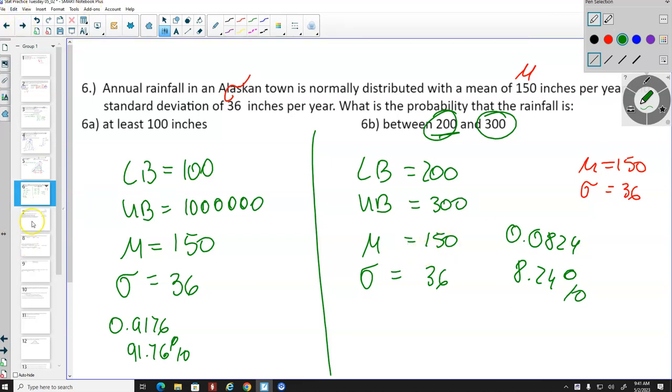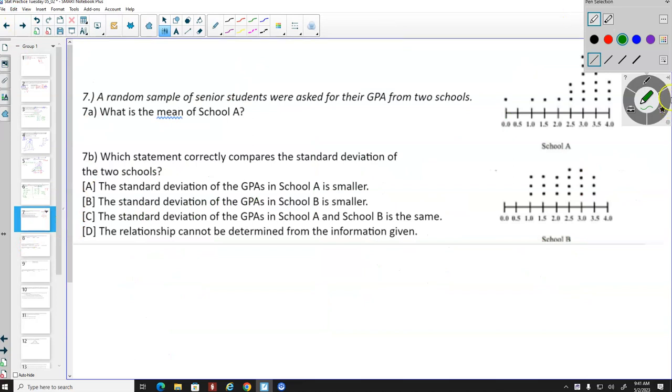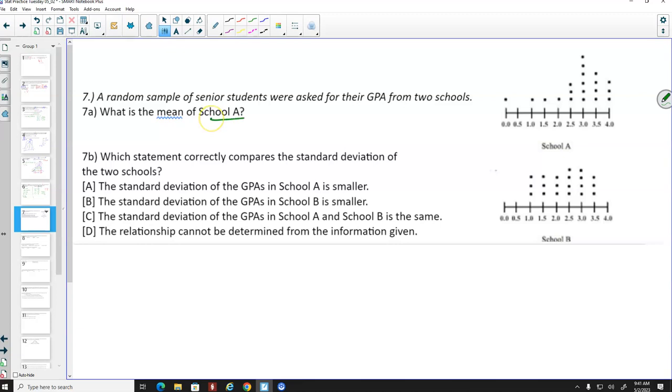All right. Next question. So here we've got a dot plot. And the first question says a randomly sampled group of senior students were asked for their GPA from two schools. What is the mean for school A? So what I did was I plugged all this data into the calculator. We have 1 at 0.0, 1 at 1, 1 at 1.5, and 1 at 2. We got 3 2.5s, 6 3.0s, 4 3.5s and 3 4.0s.